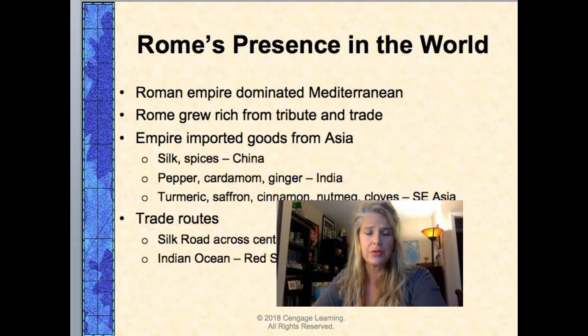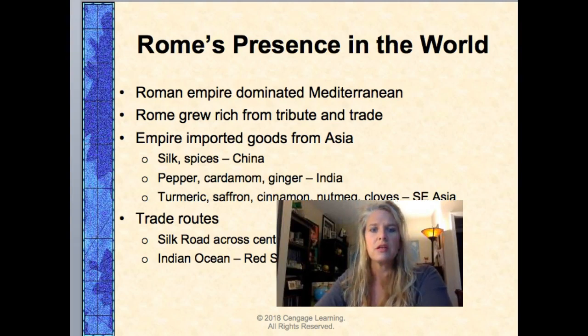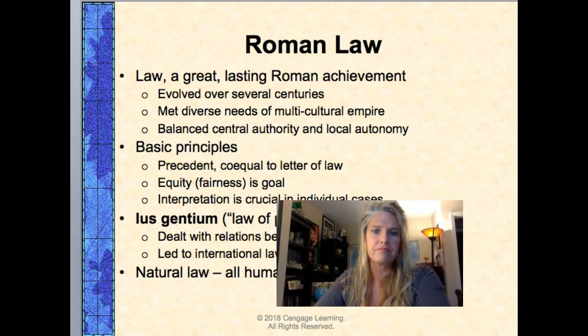Rome's presence in the world. The Roman Empire dominated the Mediterranean Sea. Rome grew rich from tribute and trade. The empire imported goods from Asia: silks, spices, China, pepper, cardamom, ginger, India, turmeric, saffron, cinnamon, nutmeg, cloves, Southeast Asia. And then, of course, we have the trade routes, Silk Road and the Indian Ocean.